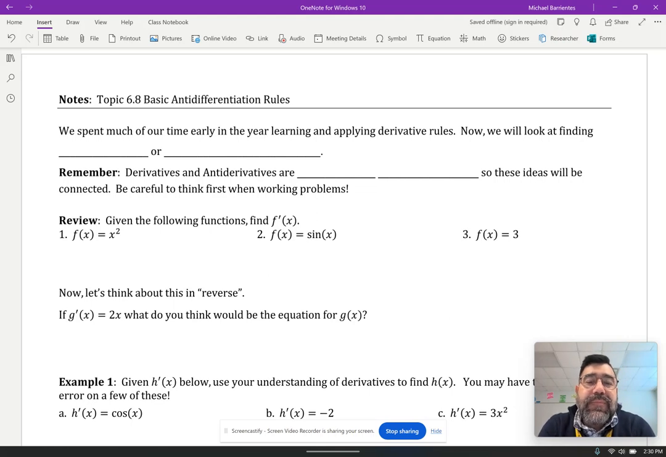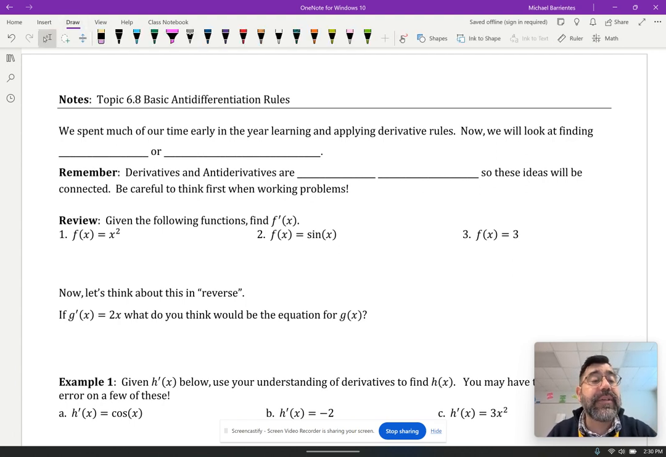6.8 is, I'm following Brian Passwater's suggestion, breaking it into two parts. The first part here, we're going to look at basic anti-differentiation rules. I want you to think about what we did most of the first semester, which was take derivatives, right? We found a list of rules to use whenever we were looking for the instantaneous rate of change, also known as the derivative. We just use those rules. And so now we're going to reverse the process, and we're going to call these antiderivatives.